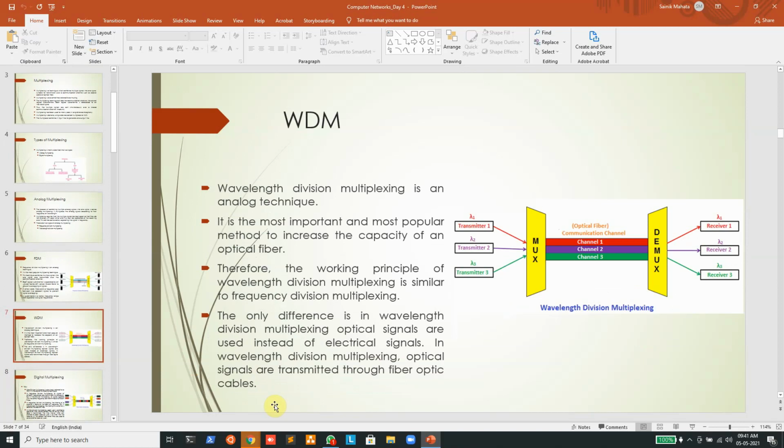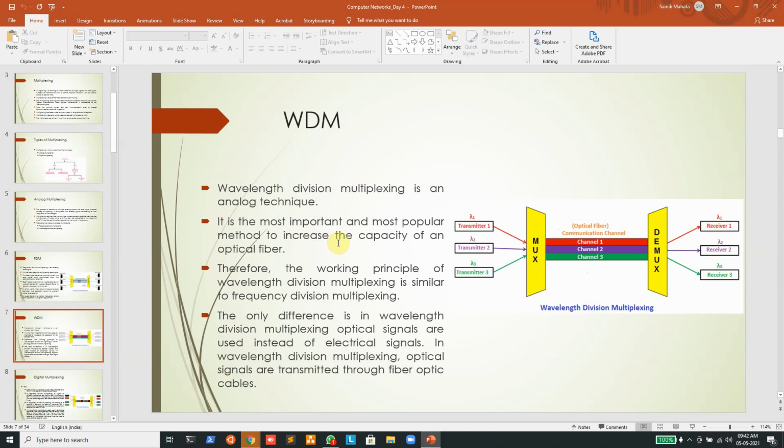Okay. Now secondly, we have something called WDM. Now in WDM, what happens is, in the previous scenario, in the case of frequency, we just divided the channel based on the frequency of the signals. And in this case, we will divide the channel based on the wavelength, not the frequency. So wavelength division multiplexing is another analog technique, and it is the most important and most popular method to increase the capacity of an optical fiber.